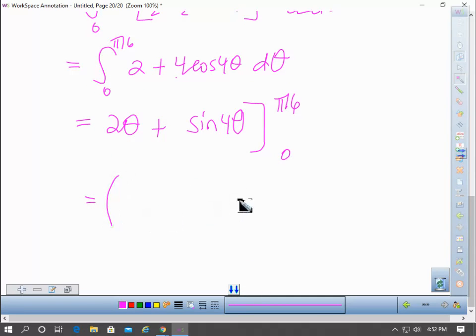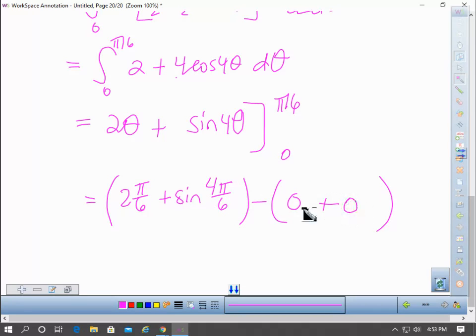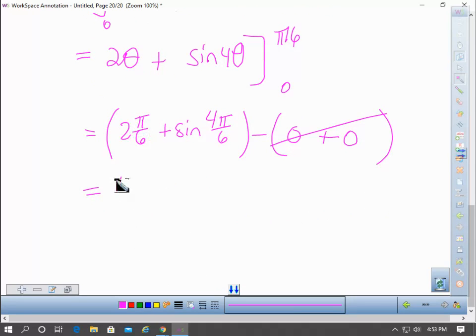So now we're going to do our fundamental theorem of calculus. So I put a pi over 6 in, so 2 times pi over 6 plus sine of 4 times pi over 6. And then plugging in a 0, that's going to be a 0. The sine of 0 is also going to be 0. So all that goes away. All right, so this is going to be pi over 3.